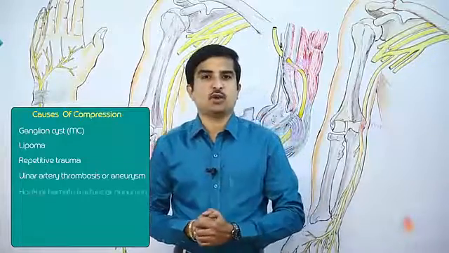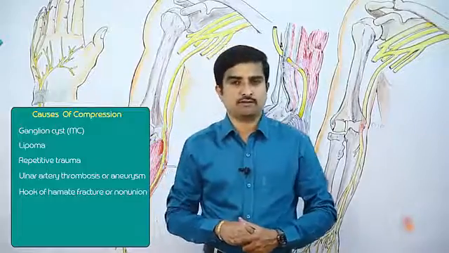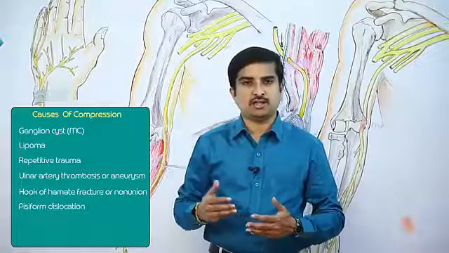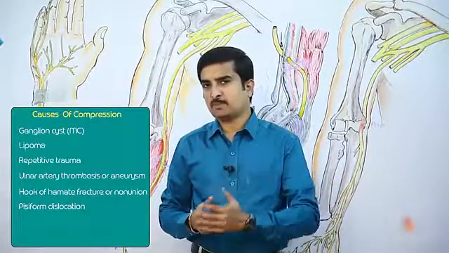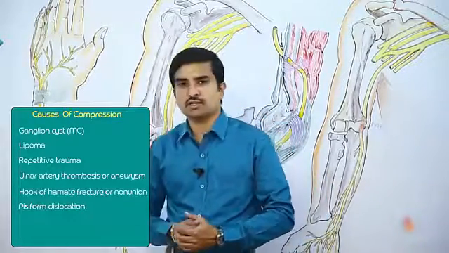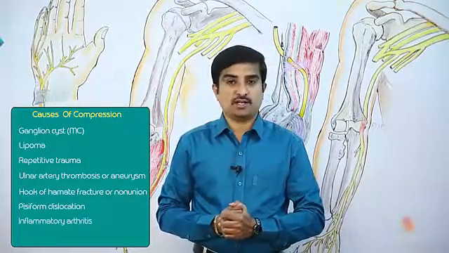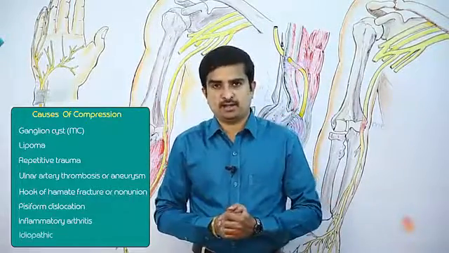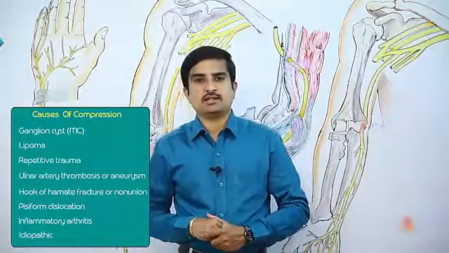There may be a fracture of the hook of the hamate, which mainly causes injury to the deep branch of the ulnar nerve. It may be a dislocation of the pisiform bone, because we already studied that the ulnar border of the Guyon's canal is formed by the pisiform bone as well as the pisohamate ligament. That is the reason the dislocation of the pisiform bone may also cause injury to the nerve in the canal, as well as inflammatory arthritis, and maybe other causes if you see idiopathic in nature. So all these are the causes of ulnar tunnel syndrome.